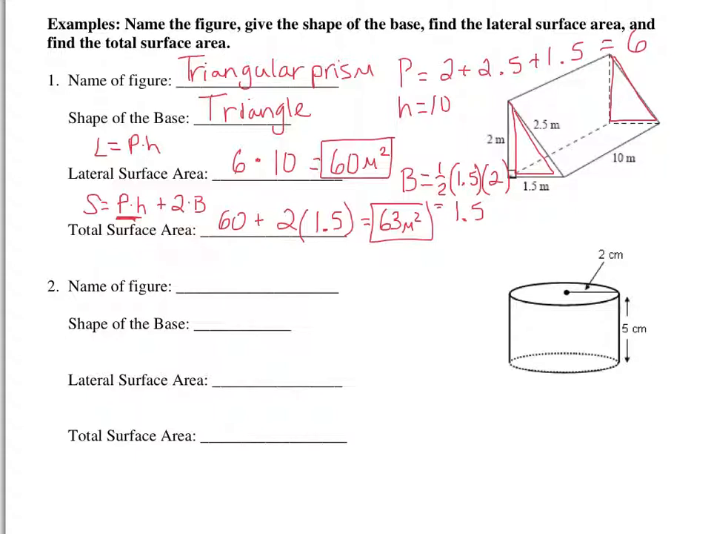All right, so going on to the cylinder, we can see it's a cylinder. Think of a Coke can.